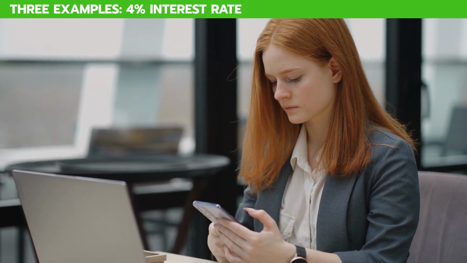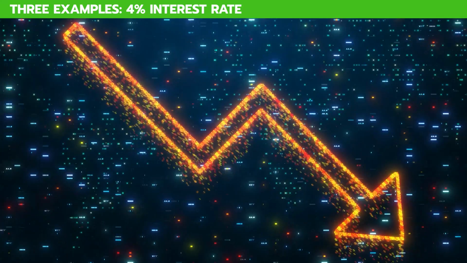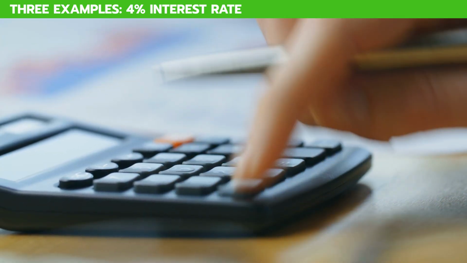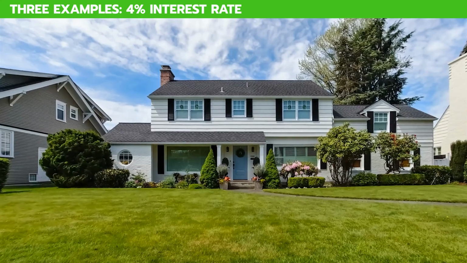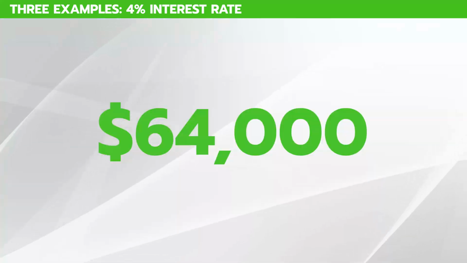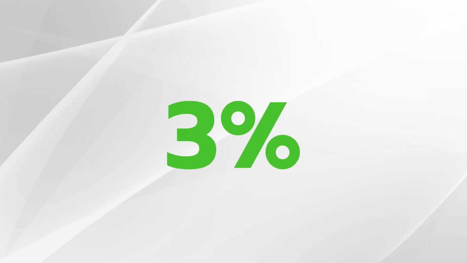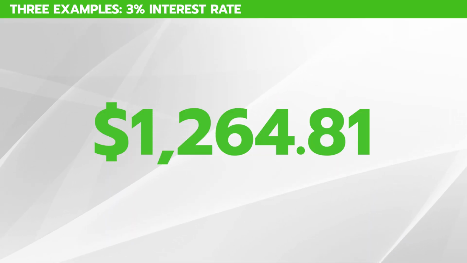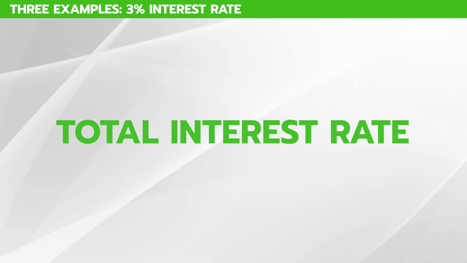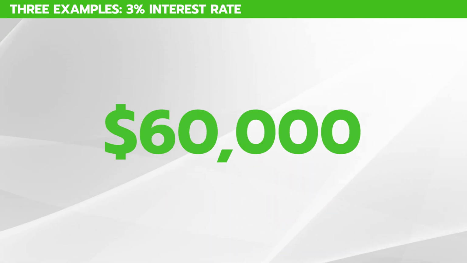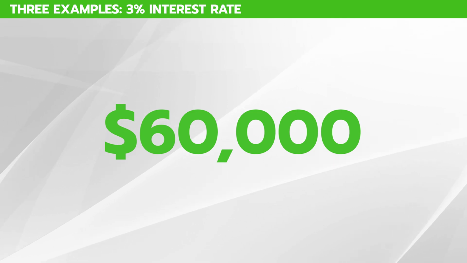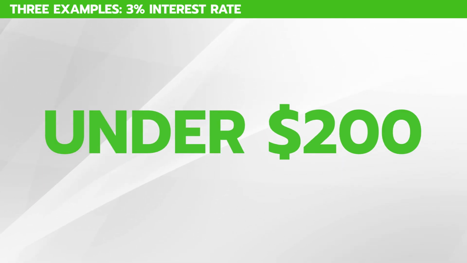But you're noticing that the total interest goes down by a lot. If my math is right, that 1 point of interest is saving you $64,000. If you live in this house for 30 years, $64,000 is a lot of money. Last but not least, at 3%, the monthly payment drops to $1,264.81, and the total interest drops to $155,332. This saves you about $60,000 in interest payments and just under $200 in monthly payments.